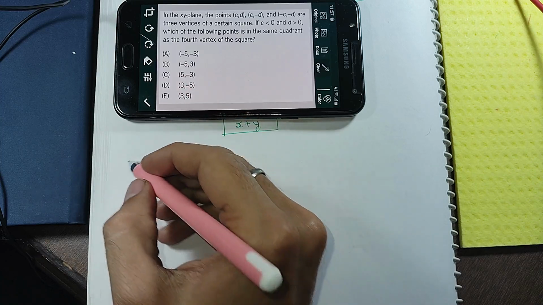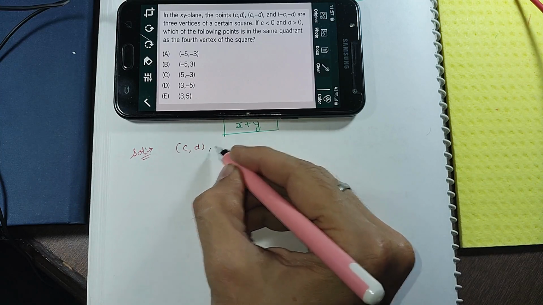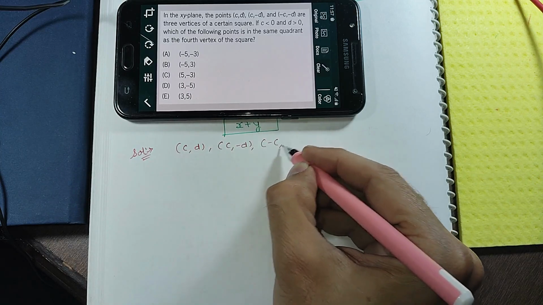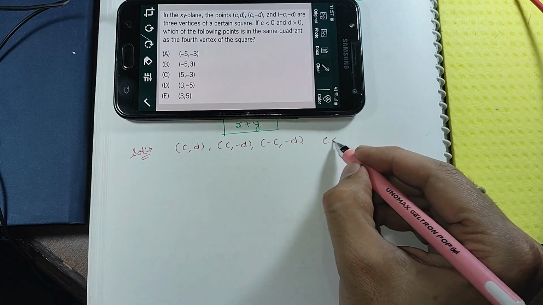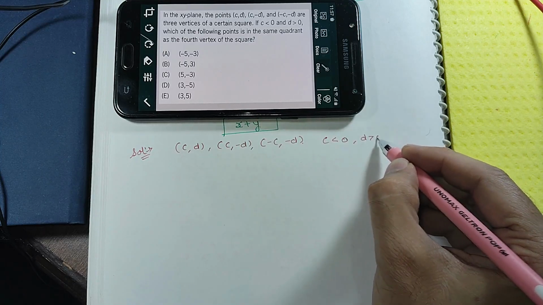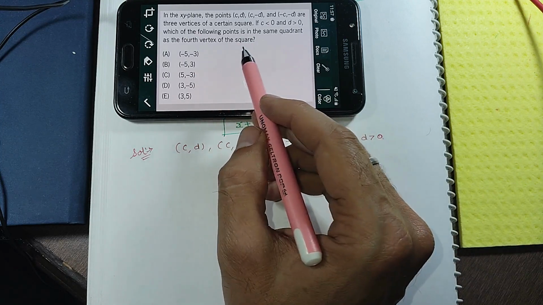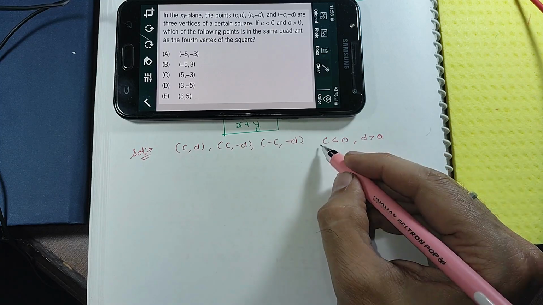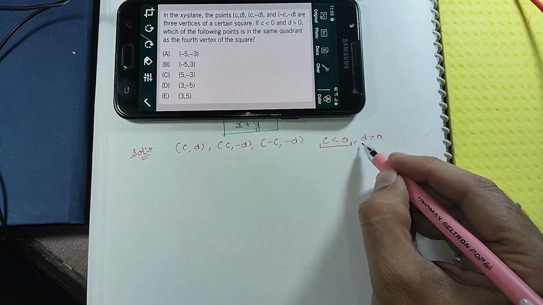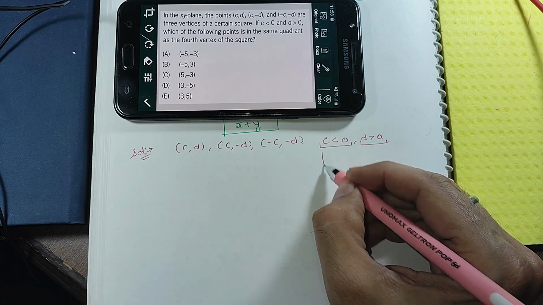In the xy plane, the points C, D, C, minus D, minus C, minus D are three vertices of a certain square. If C is less than 0 and D is greater than 0, which of the following points is in the same quadrant as the fourth vertex of the square? So that means these are the vertices of a square. But since it has been given to us that C is less than 0 and D is greater than 0, we'll need to evaluate the options. So first of all, we'll draw a quadrant.